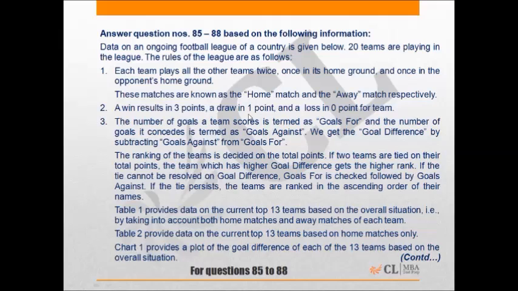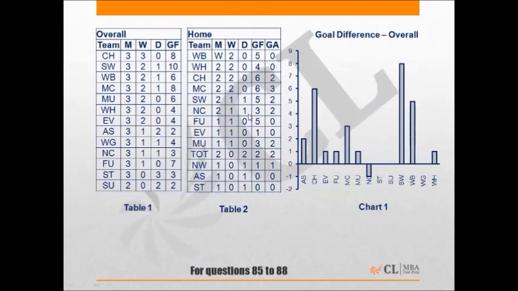Even after these mechanisms are arranged, if a tie persists, the teams are ranked in ascending order of their names. Table 1 provides data on the current top 13 teams based on the overall situation, taking into account both home matches and away matches of the team, as shown in table 1.